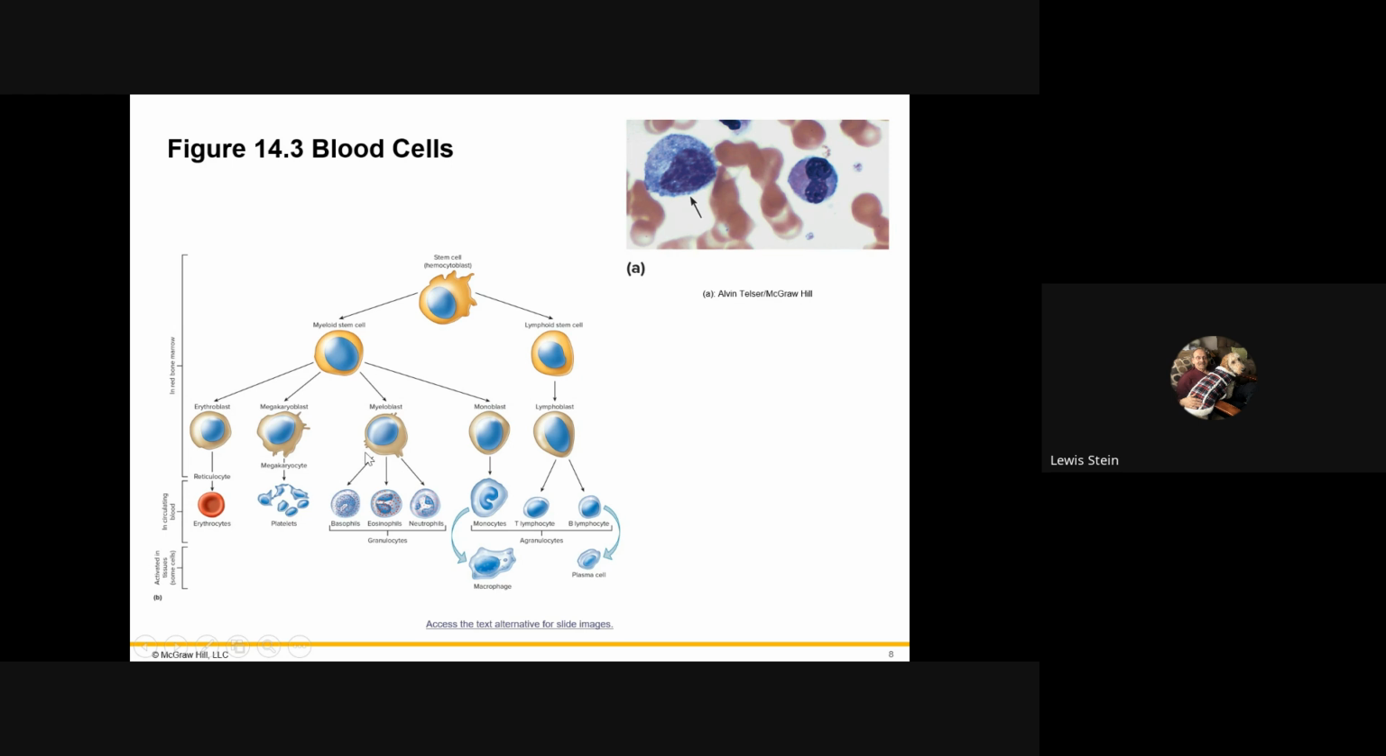And here you can see the myeloblast. This forms the three major types of granule. You can see the little dots. Those are reflecting granules: neutrophils, eosinophils, and basophils. I have a lot of info on these.